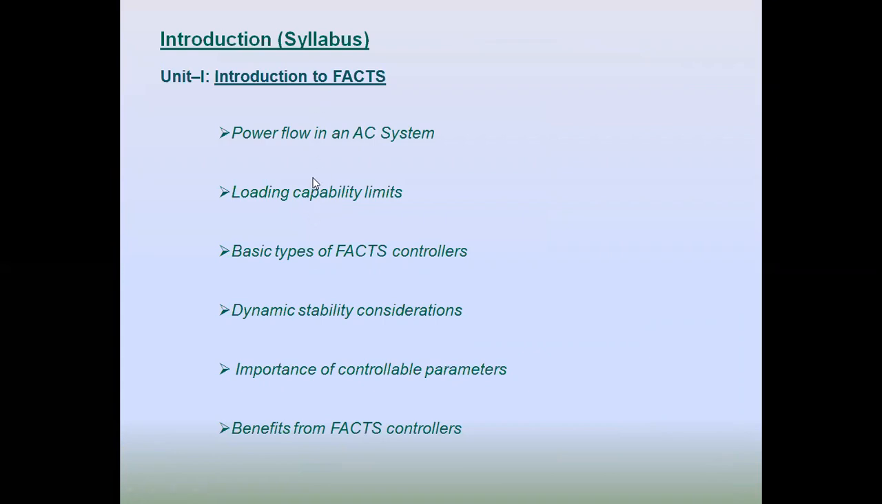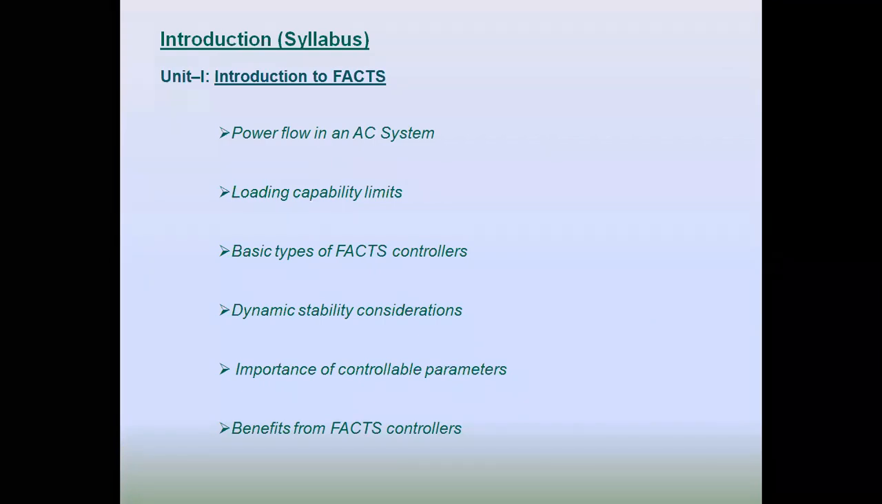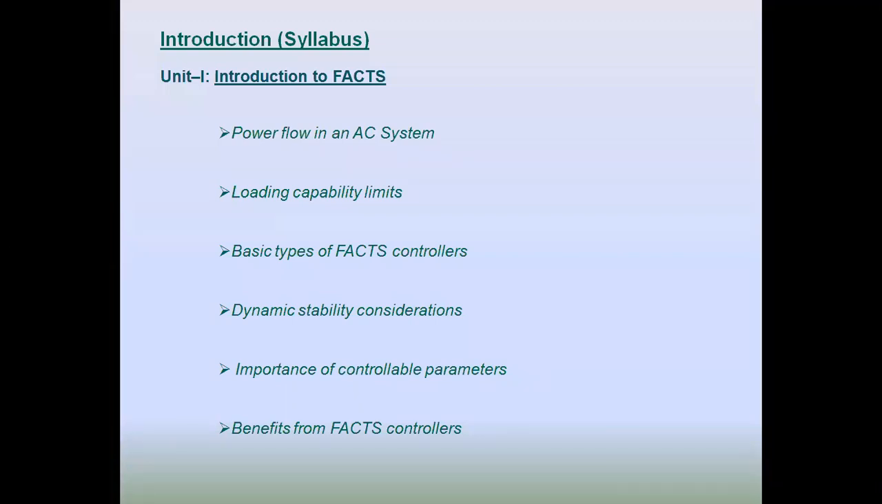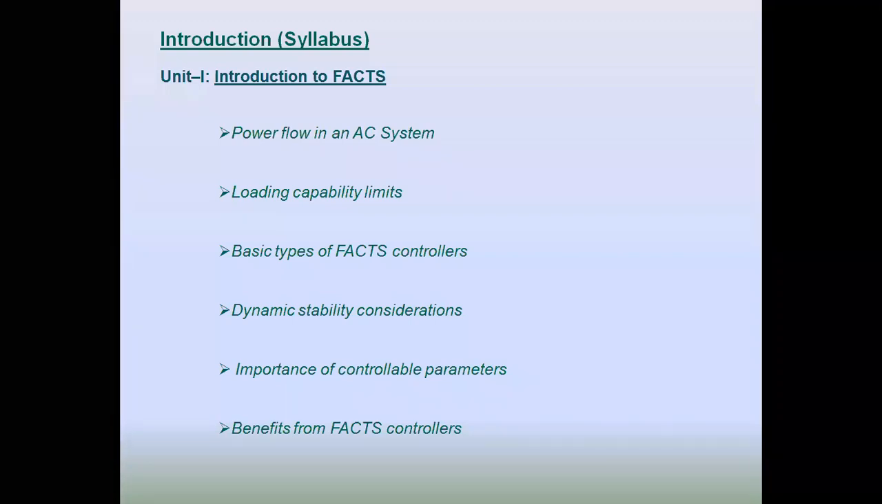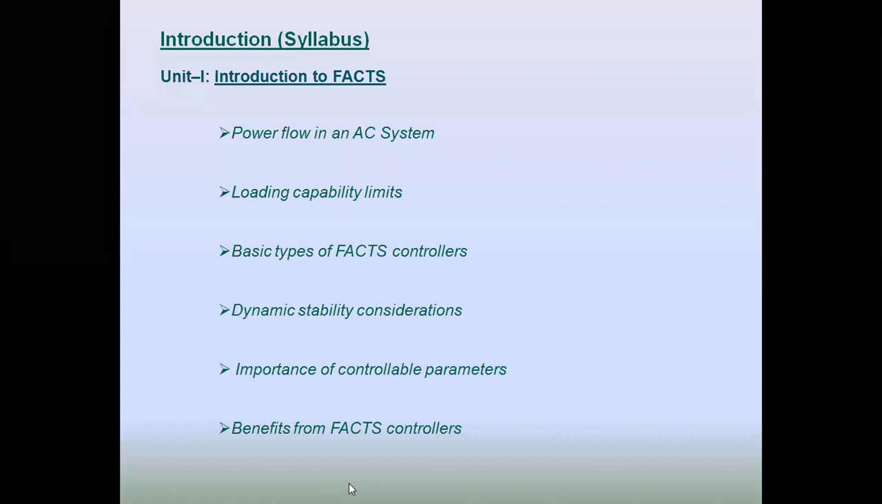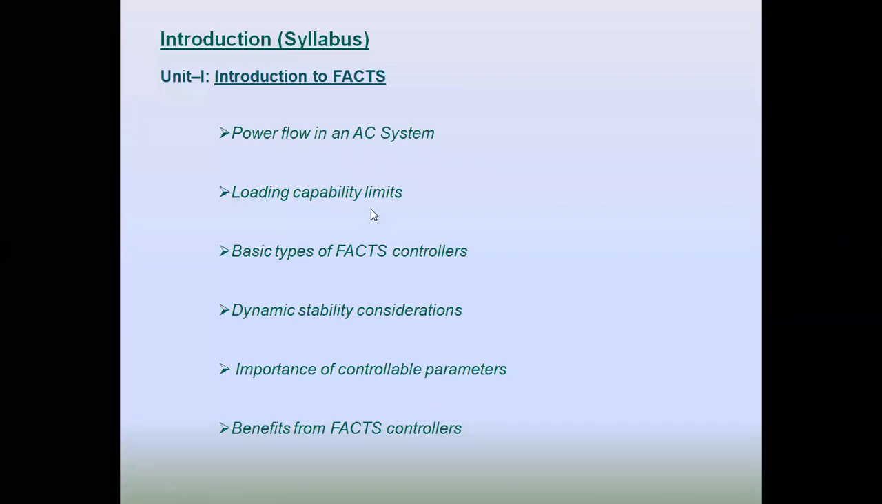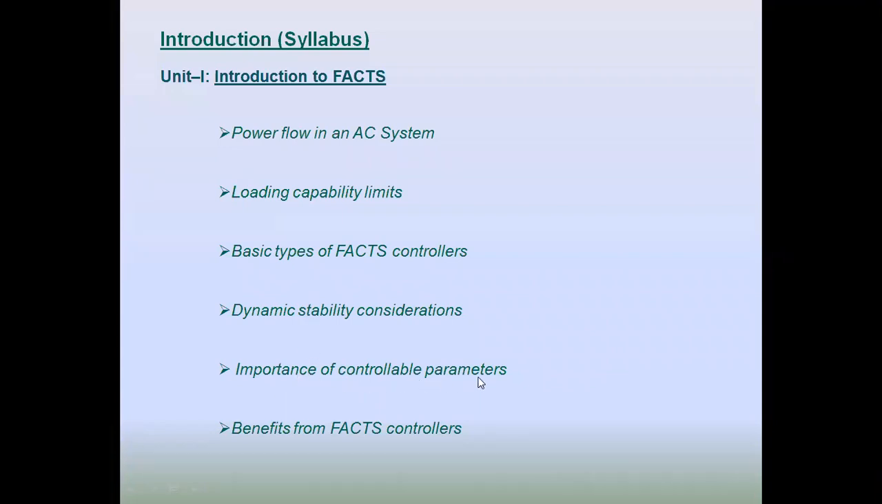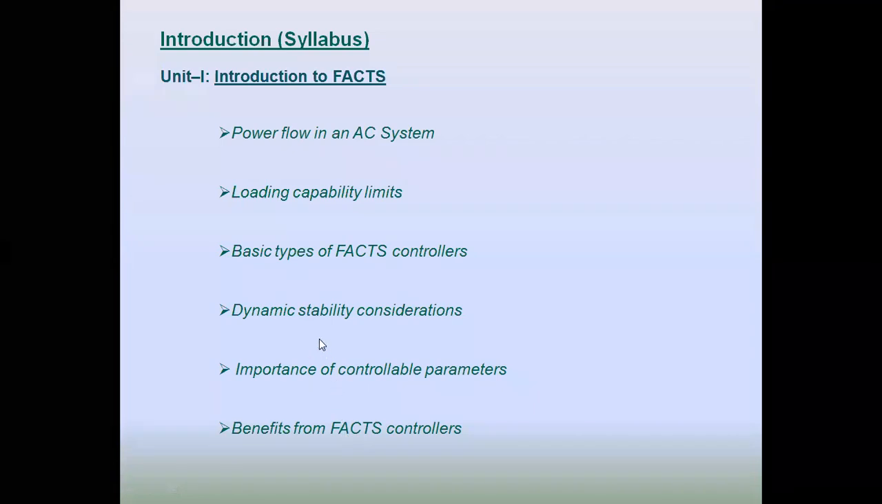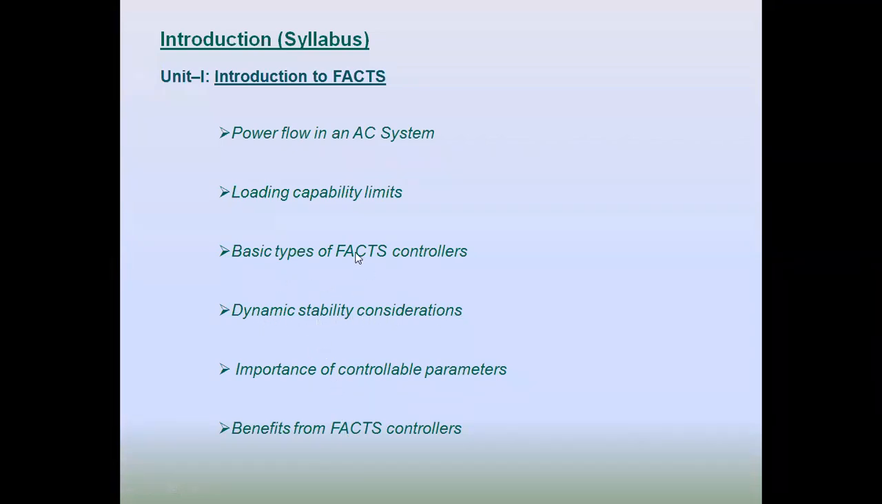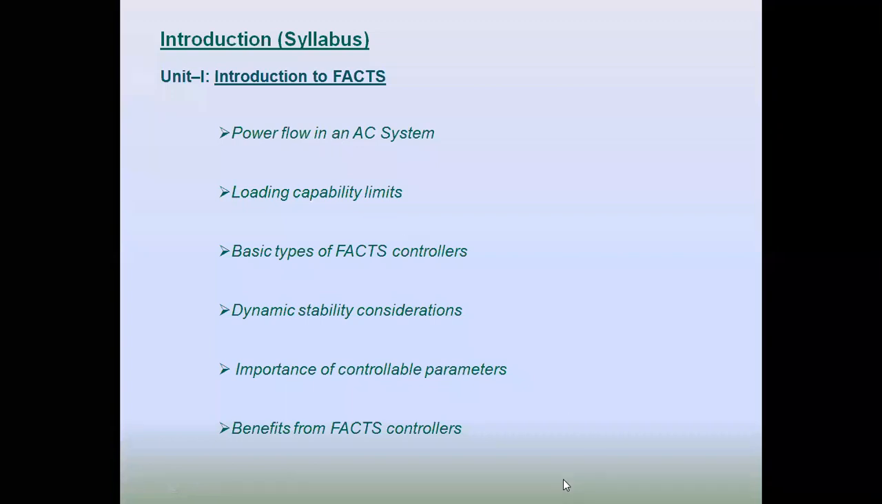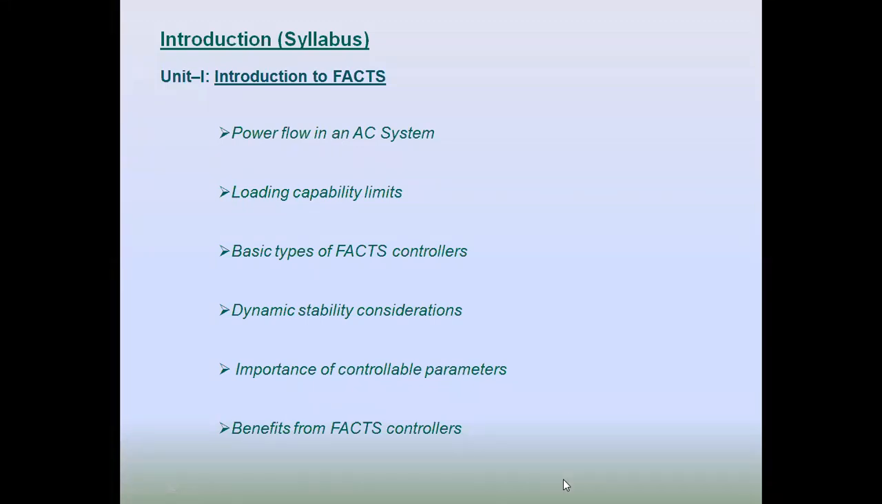Already three topics we have covered in Unit 1: the basics of power flow in AC system, the loading capacity of a transmission line, and the basic types of FACTS controllers. Again, we go back and discuss these topics briefly, and then we'll move to the importance of controllable parameters and the benefits of FACTS technology. Of course, dynamic stability considerations we have discussed in the power flow itself. Again, we'll discuss.